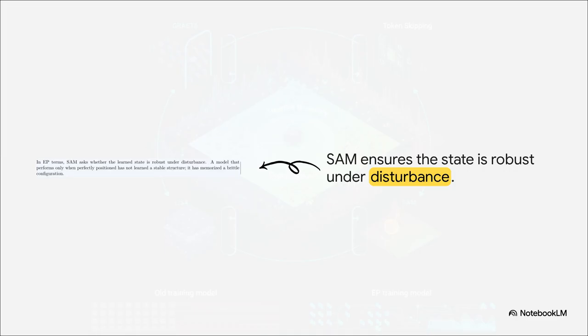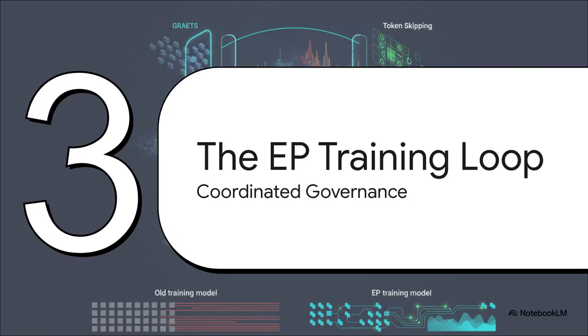See, sometimes the model finds this sharp, narrow little basin in the loss landscape. It looks successful locally, but it's a trap. It's incredibly brittle. SAM comes in and actually penalizes these overly sharp solutions, essentially forcing the model to escape into flatter, broader, more stable regions of the loss landscape. It guarantees that the learned state is actually robust under disturbance, not just memorized perfectly for one specific, narrow training path. Now for Section 4, the EP training loop.